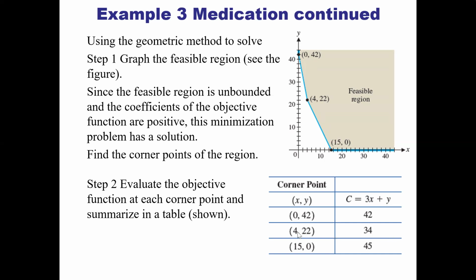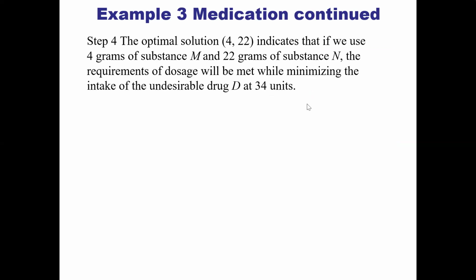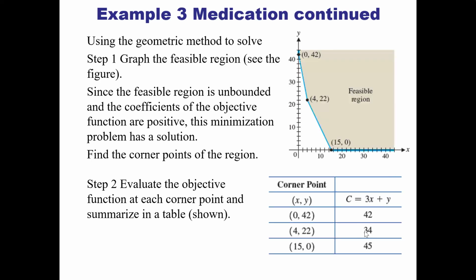That is going to be at (4, 22). So at this point here, that's going to be the minimum. That means we're going to use 4 grams of M and 22 grams of N, and that's going to give us a minimum dosage of the undesirable drug D of 34 units. And again, that 34 units came from right here.